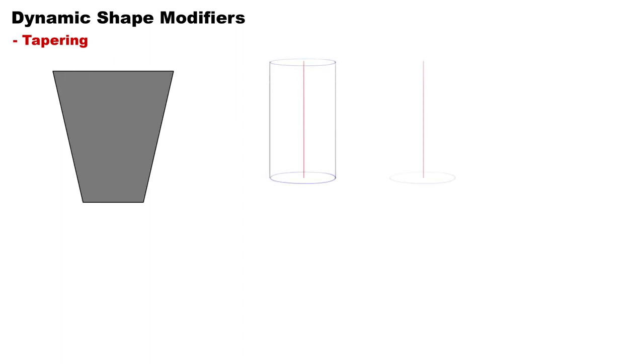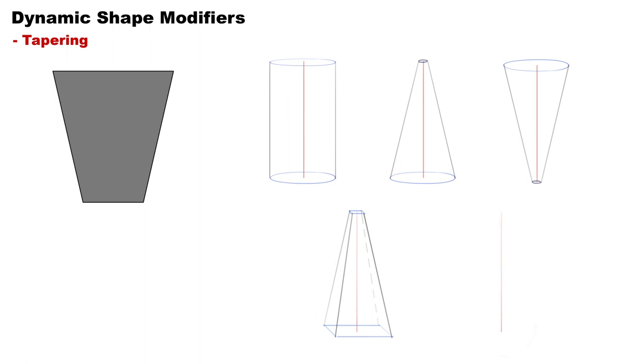All you have to do is to draw the section of the beginning and the end of the object in different sizes, then connect in between them. We can do it as well for all the basic shapes we talked about.